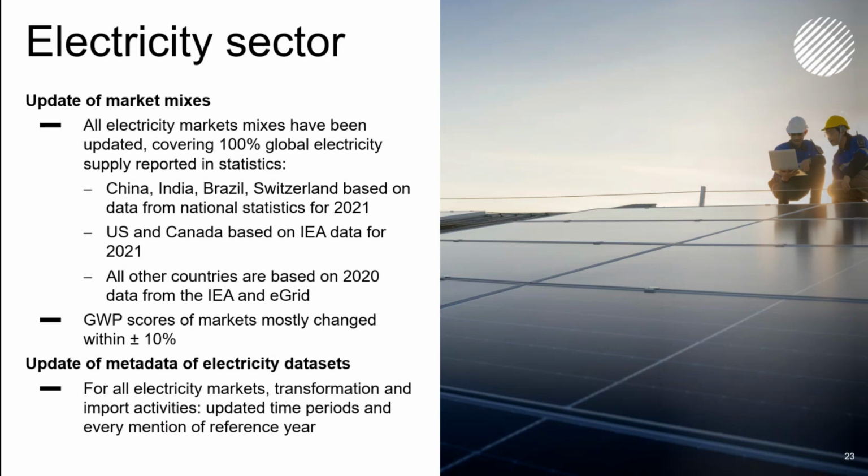This update caused changes in impact scores for global warming potential, which are between plus and minus 10% for most markets. The changes are in some cases a bit more significant, particularly for markets for some small countries. Apart from updating the market mixes for all datasets that model electricity markets, transformation and import activities, we updated the reference year wherever it was mentioned in the metadata fields, just to make sure that the year mentioned corresponds to the year of the statistical data.